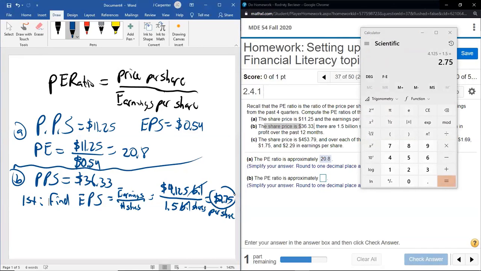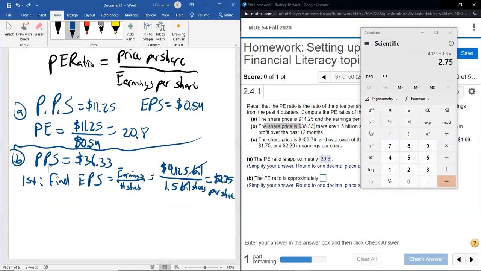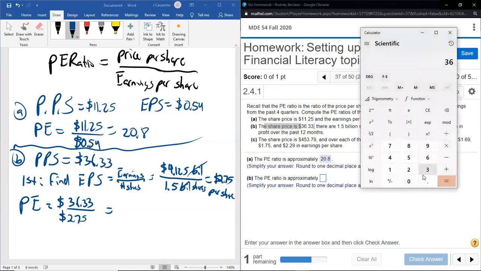Now we have our EPS. We were given the PPS, so now all we've got to do is divide those two things. So our PE ratio, which is again the price per share of 36.33, divided by the earnings per share, which was what we just got, the 2.75. Both of these have the words per share in them, so they would cancel if you were writing those things. I'm not trying to focus on that yet, though. That's another day. So 36.33 divided by 2.75. And we'll round this to one decimal, so 13.2.